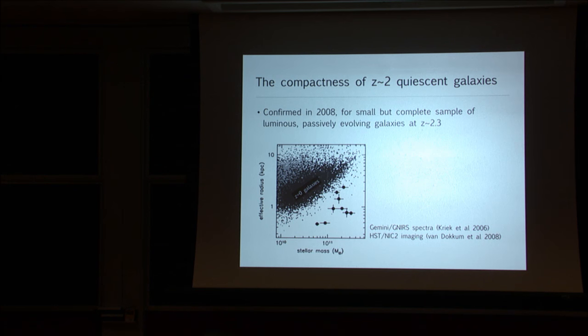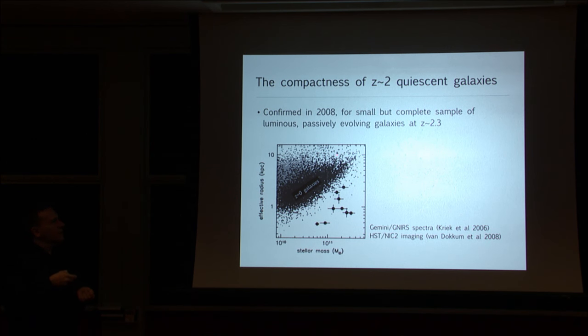But subsequent studies, and this was our own effort in 2008, confirmed that this is the norm for dead galaxies at redshift 2. So if you stop forming stars and you live at redshift 2, you're very small. You're very compact. You have a high mass and a small size. So this is a plot that you'll see a lot: size on this axis, effective radius, half-light radius, half the mass within that radius, versus stellar mass here.